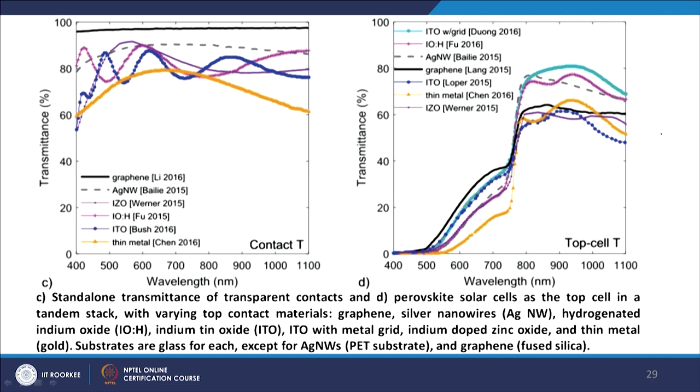Again, the standalone transmittance of the transparent contacts is shown in the following figure. Here, transmittance versus wavelength is shown for a graphene layer, a silver nanowire, IGO, ITO, and a thin metal layer. Similarly, transmittance versus wavelength is shown for different types of ITO, AgNO, graphene, ITO, and IGO layers. So you can use graphene as a transparent electrode. You can use silver nanowire, IGO, IOH, ITO, or even a very semi-transparent thin metallic layer. And if we use different layers, how the transmittance varies with the sheet resistance, we have to record by doing absorption spectroscopy and the corresponding resistivity measurement.